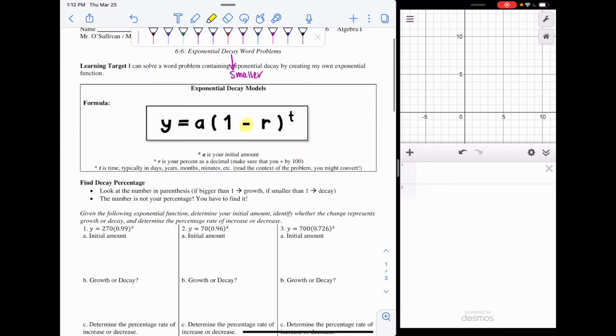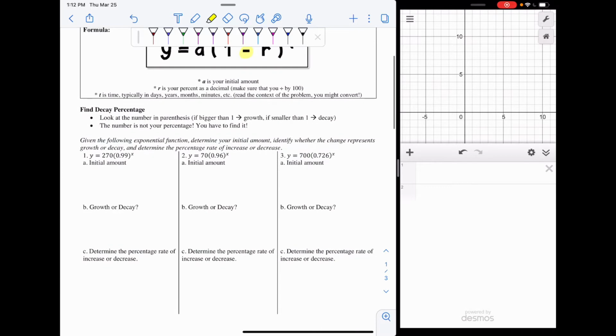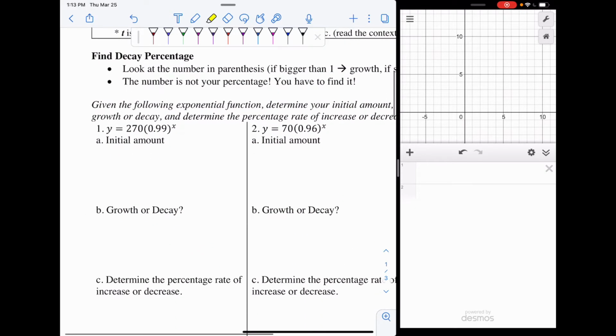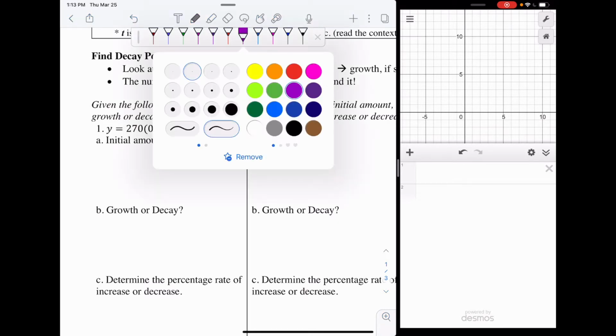So to find your decay percentage, let's do a quick practice with that like we did yesterday. You have to look at the number in the parentheses. If it's bigger than 1, it's growth. If it's smaller than 1, it's decay. The number is not your percentage. You have to find it, and that requires you solving that one-step equation. For each of these examples, we want to find the initial amount, if it's growth or decay, and the percentage rate of increase or decrease.